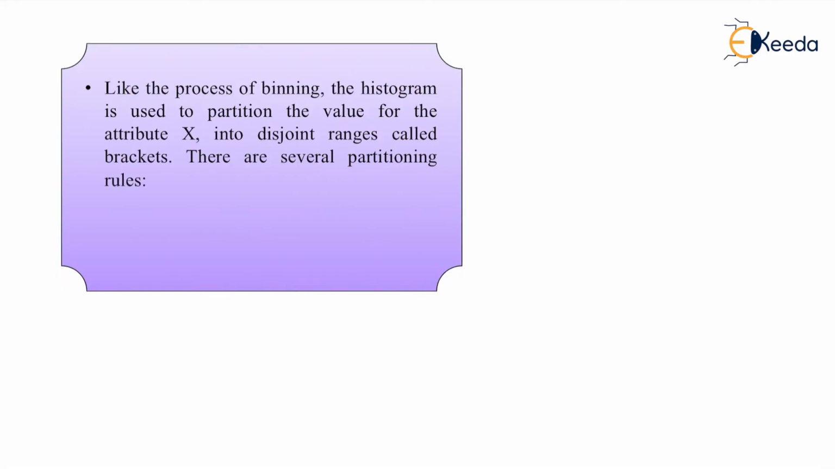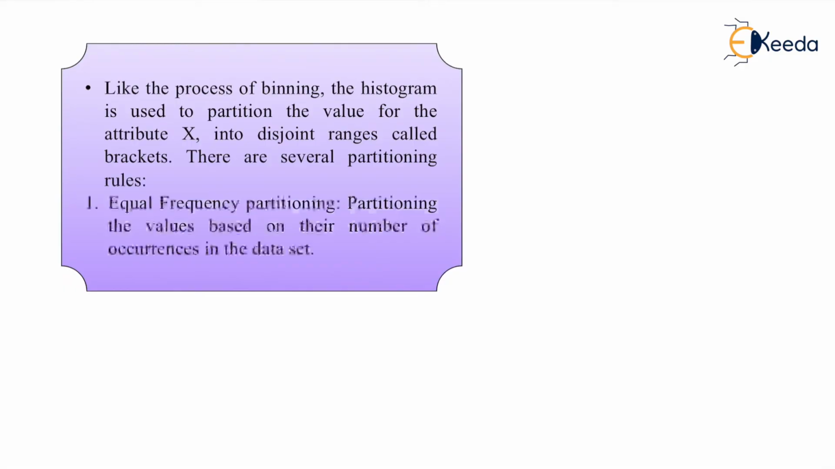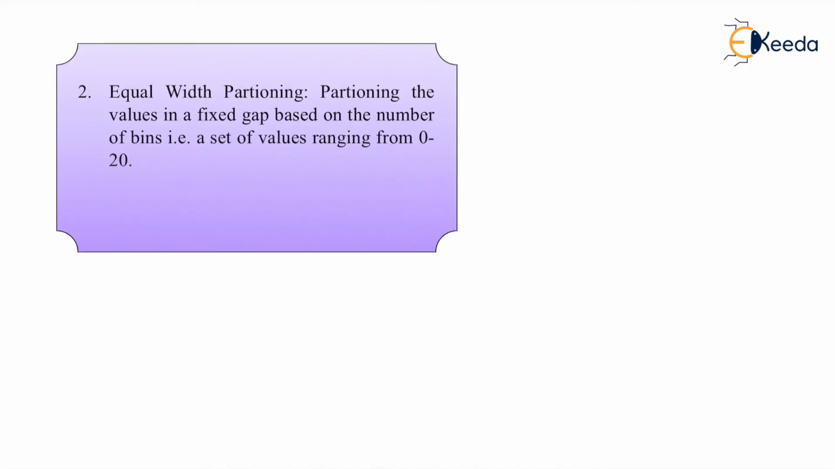Histogram analysis. Like the process of binning, the histogram is used to partition the values for attribute x into disjoint ranges called brackets. There are several partition rules. First is equal frequency partition, partitioning the values based on their number of occurrences in the data set. Second is equal width partition, that means partitioning the values in a fixed gap for a number of bins. That can be a set of range values like 2, 3, 10, 20, etc. Third is clustering, that means grouping the data in a similar manner. So similar data you can cluster into a single group, and that you can also perform.